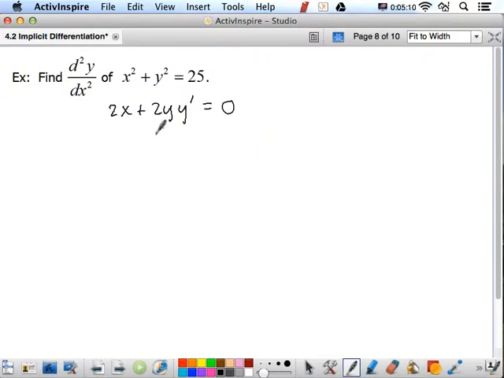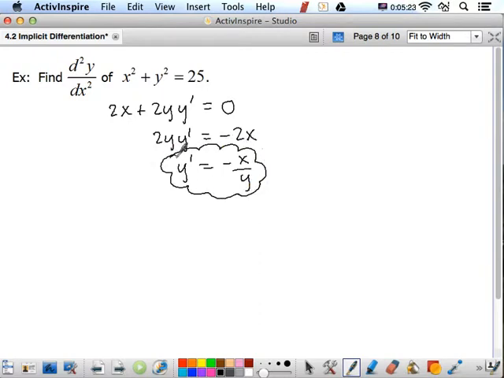Then we'll isolate the y prime, and we'll divide both sides by 2y, and we will get y prime equals the opposite of x over y. And we're not going to stop there, but I do want you to bubble that in because you're going to need it later, unfortunately. And then we just start over.